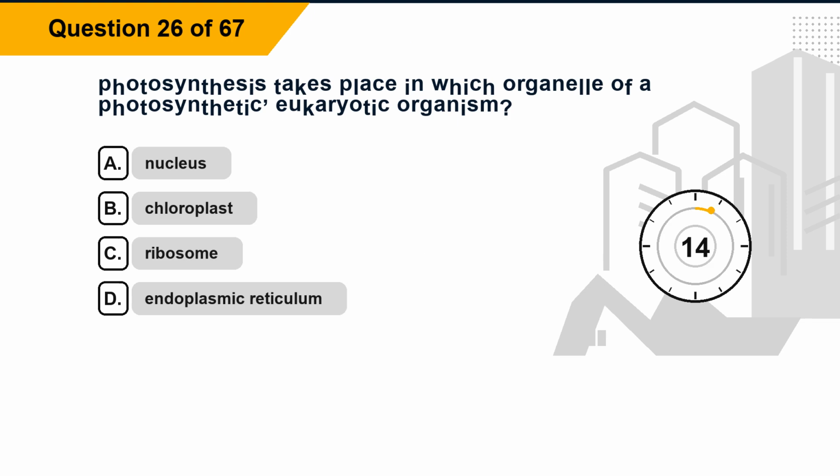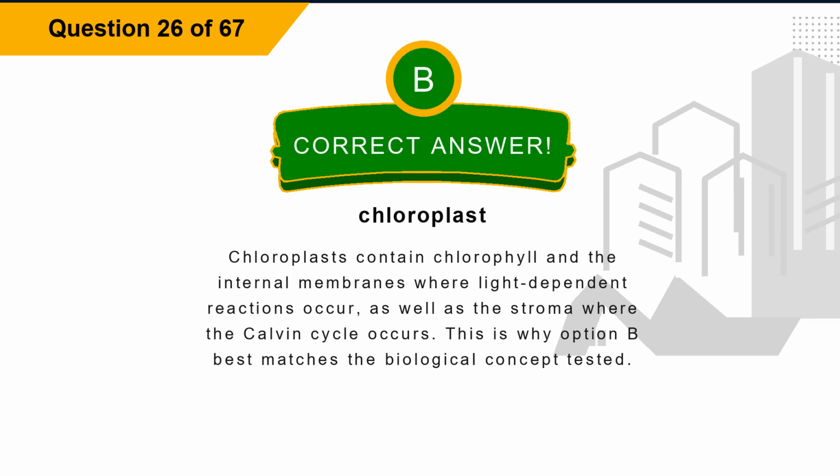Question 26. Photosynthesis takes place in which organelle of a photosynthetic, eukaryotic organism? Option A, nucleus. Option B, chloroplast. Option C, ribosome. Option D, endoplasmic reticulum. The correct answer is option B, chloroplast. Explanation: Chloroplasts contain chlorophyll and the internal membranes where light-dependent reactions occur, as well as the stroma where the Calvin cycle occurs. This is why option B best matches the biological concept tested.